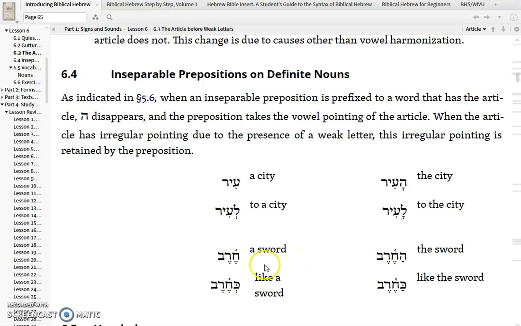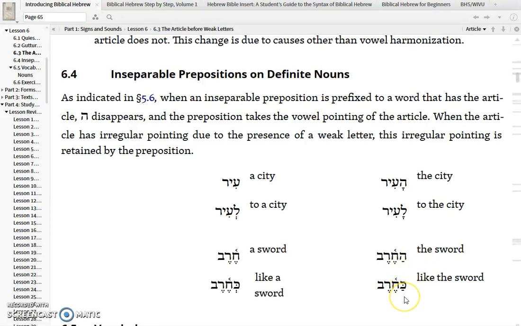Same thing with the word sword, which is cherev. If you want to say like a sword, it would be kecherev. But if you want to say the sword, it would be ha-cherev with the article hey. And here you get virtual doubling. You can't double the het, it can't take a doubling, but it doesn't compensatory lengthen either. So you pretend that there's a dagesh there and leave the patah alone.